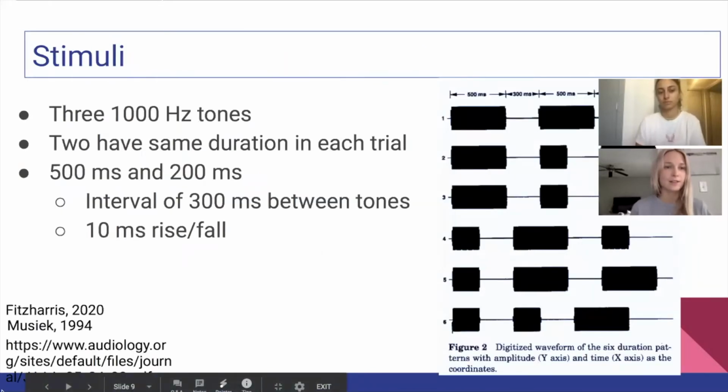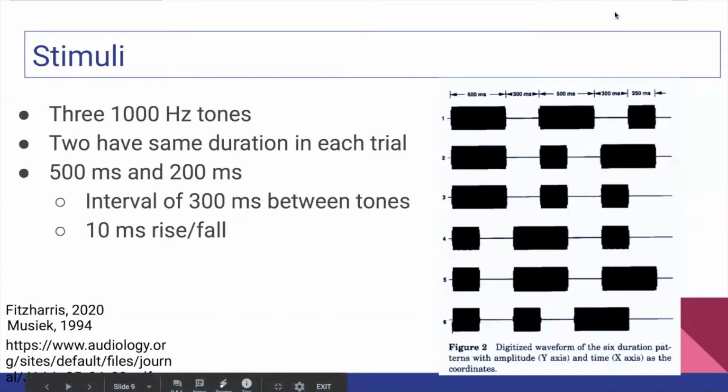The stimuli for this test are 3 1000 hertz tones. You have 2 of the same duration in each trial. You're going to have a 500 millisecond one and a 200 millisecond one. And then you're going to have an interval of 300 milliseconds between the tones, just so that you can differentiate. And you're going to have a 10 millisecond rise or fall. And then this test can actually be done with verbal replay instead. And then just to note, on the side, the picture is taken from Frank Musiak's study on the DPT, and it's just showing the stimuli.